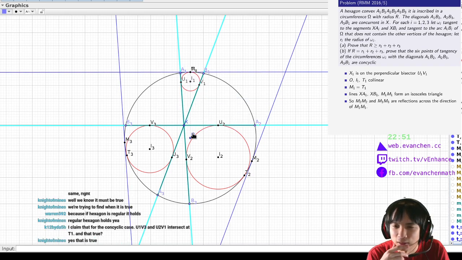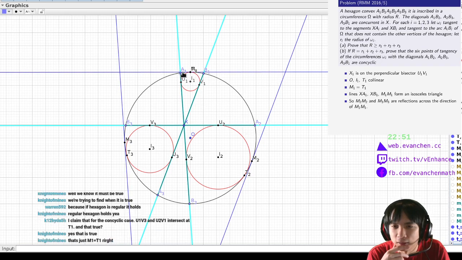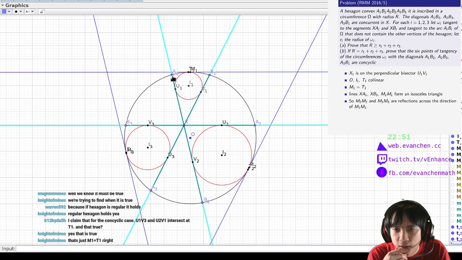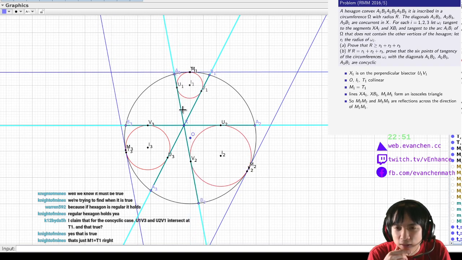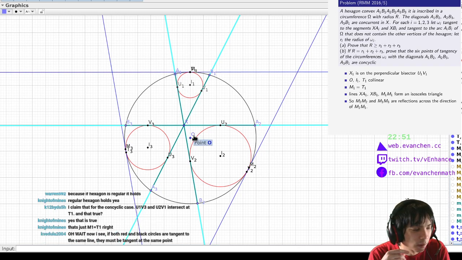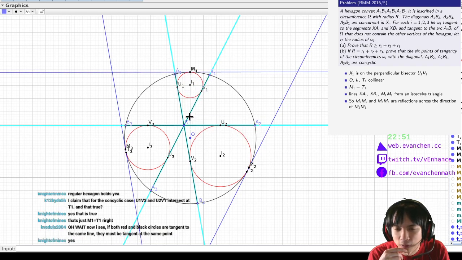It just tells you... What does it tell you? Work it out. Don't be dumb. Work it out. So yeah, T1 equals M1 doesn't seem to actually give you very much information directly. It tells you that you have that. So what does that imply?